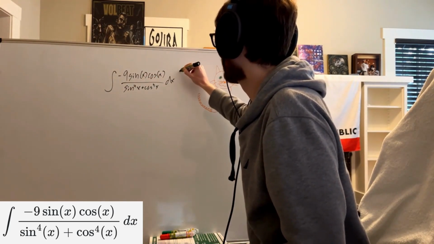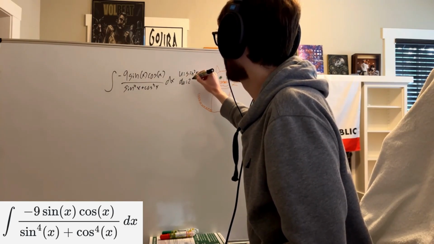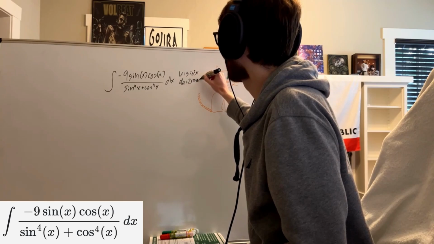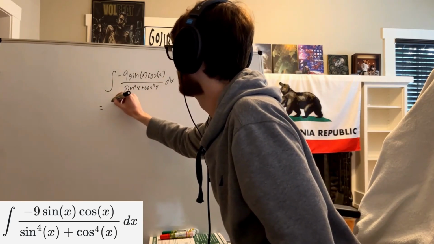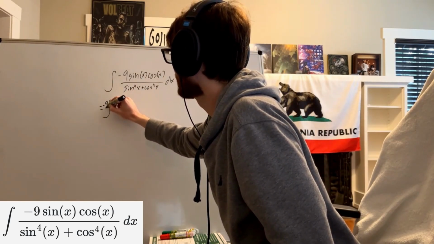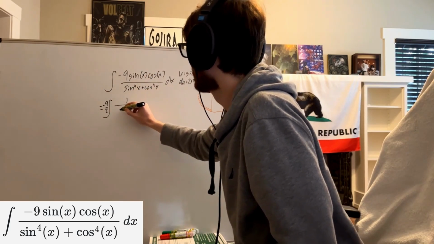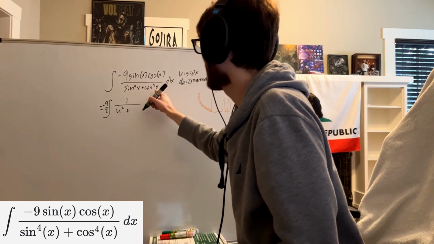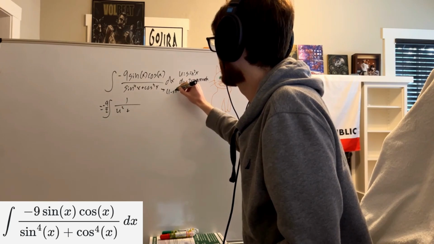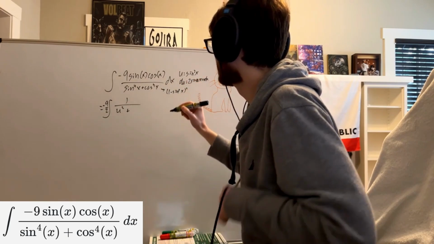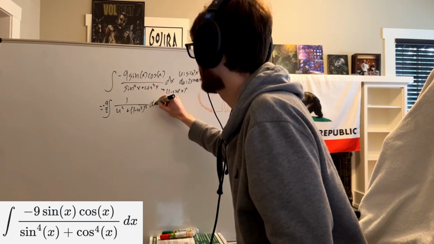So if we just do right off the bat, u equals sine squared x, du is 2 sine x cosine x dx, and that gets a nice cancellation here and here. I'll bring the minus 9 over 2 outside. That cancels away entirely. 1 over u squared plus, by Pythagorean identity, that's 1 minus sine squared x squared. So we get 1 minus u squared squared du.